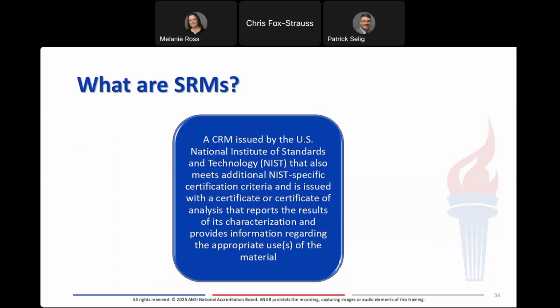I mentioned a couple slides back SRMs, or standard reference materials, so I wanted to give a little explanation of what SRMs are. SRMs are considered a CRM issued by the U.S. National Institute of Standards and Technology, or NIST, that also meet additional NIST-specific certification criteria. These are issued with a certificate or certificate of analysis that reports the results of its characterization and provides information regarding the appropriate uses of the material. SRMs are considered CRMs.